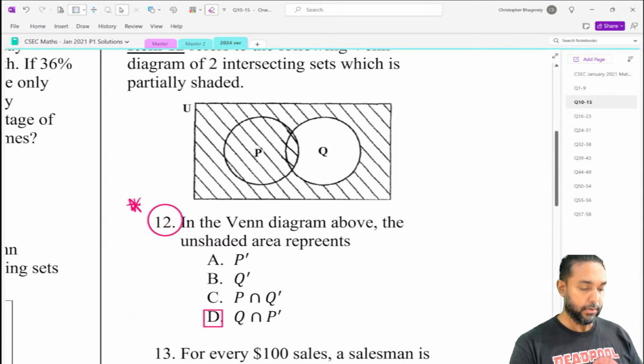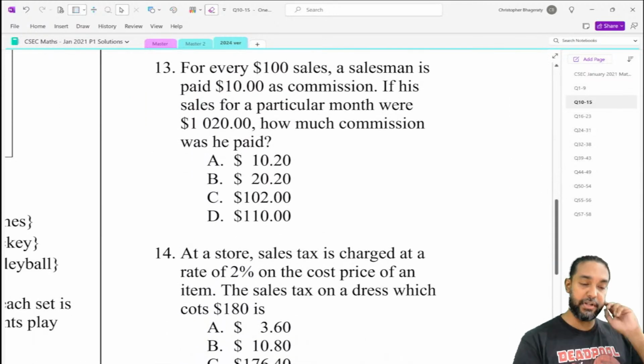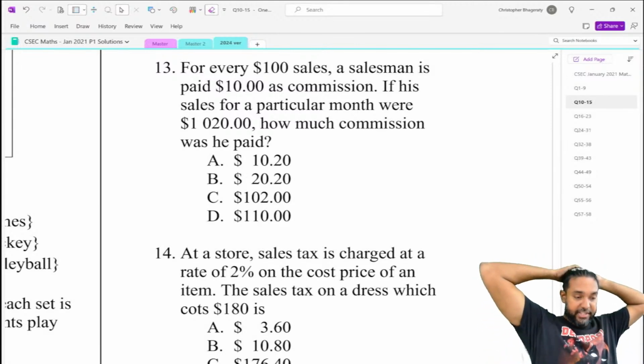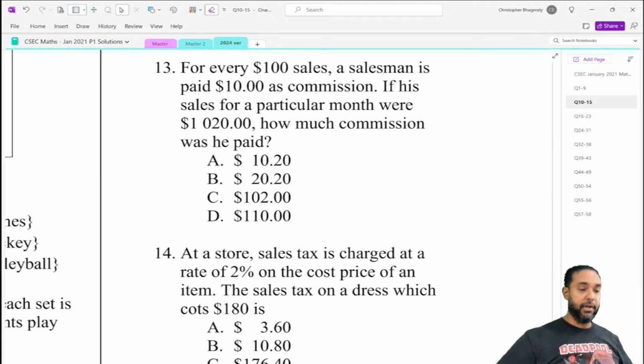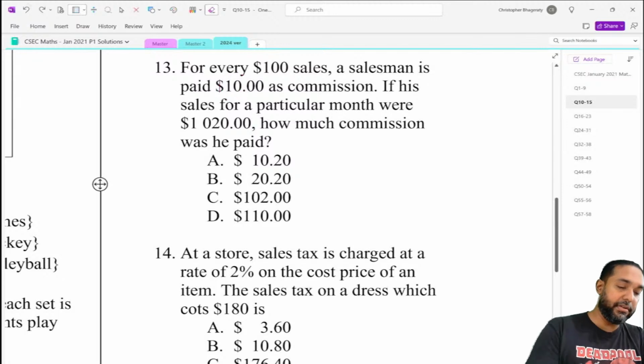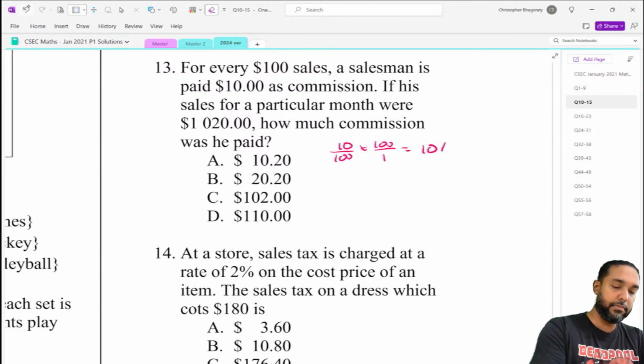Right, cool. For every $100 sales, a salesman is paid 10% as commission. So that's a 10% commission, right? If his sales for a particular month were 1,020, how much commission was he paid? Well, that's 102. I think you can clearly see $10 as a percentage of 100 is 10%. So 10 over 100 by 100 is equal to 10% commission. And then you take 10% of the 1020, you get 102.